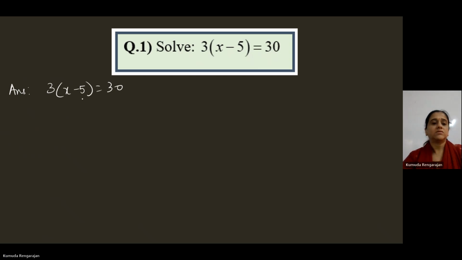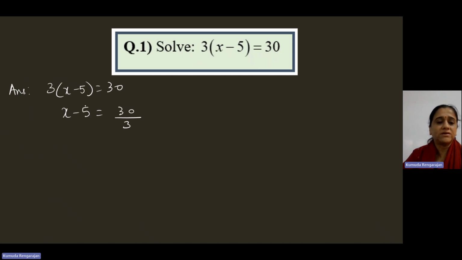Okay. So now we know that the operation between 3 and the bracket is multiplication. So when 3 comes to the other side, it comes for division. Okay. So x minus 5 is equal to 30 divided by 3. Is this understood? You can remove the bracket. You don't have to put the bracket. You can just remove it.